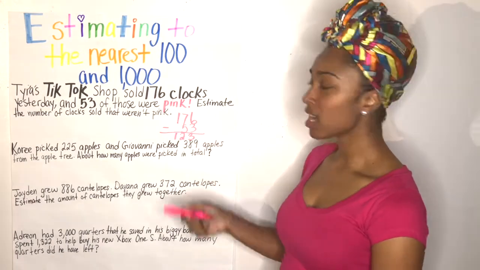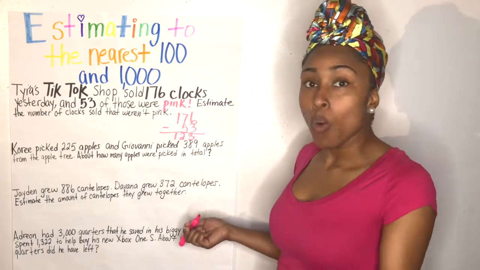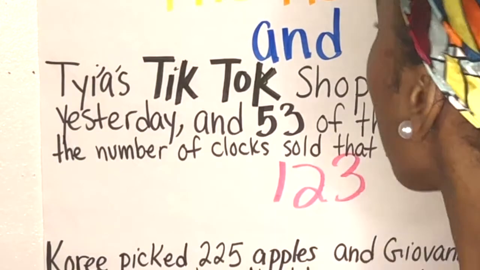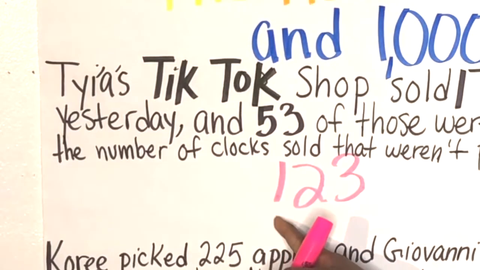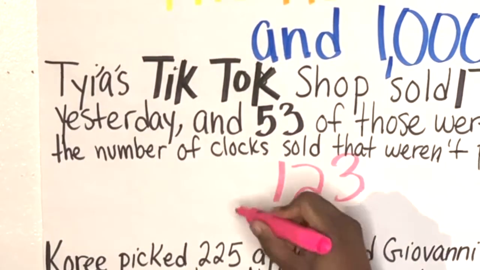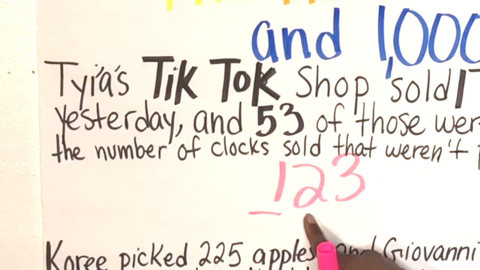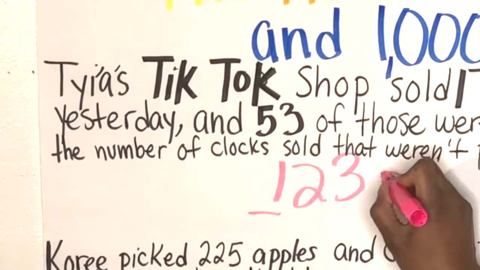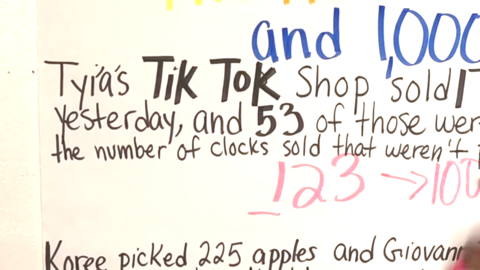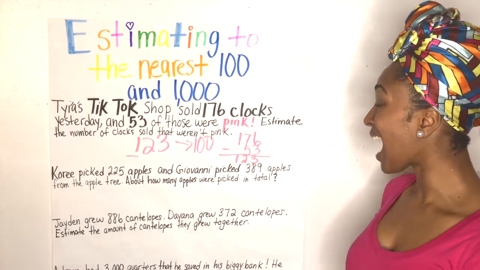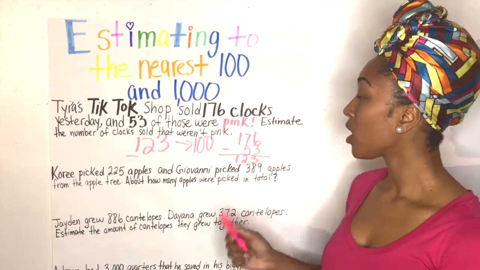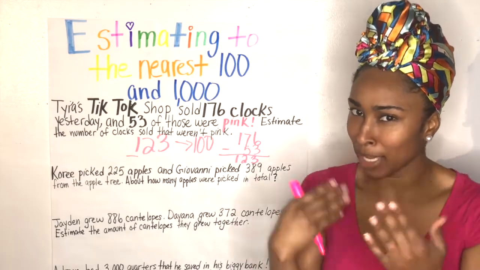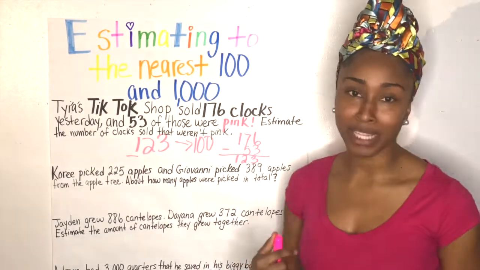100 clocks. How did I estimate that? Well, if I look at the number 123, remember, I'm rounding to the nearest 100 here. So I underline this, I look next door, and I know that this is 4 or less. So I'm gonna give it a rest, and this becomes 100. So Taya's clocks that weren't pink were about 100. Got it? Come on, keep up. I know you can do it. Let's read the next one.